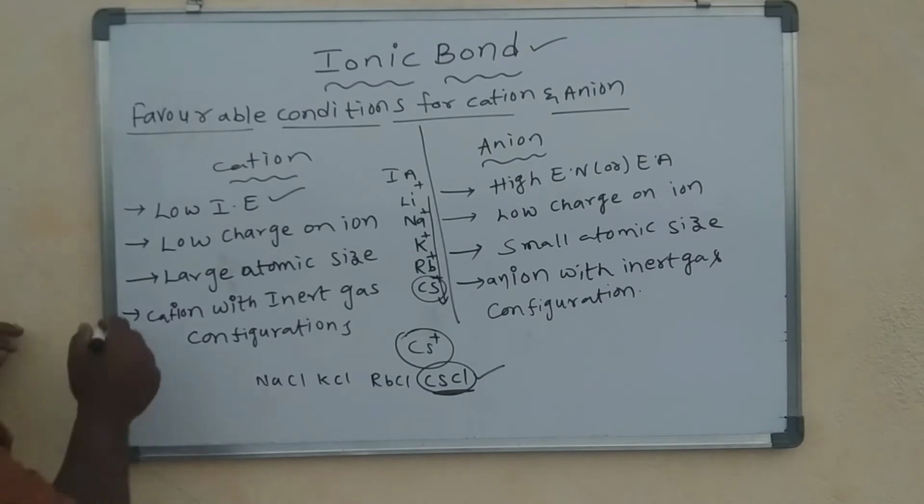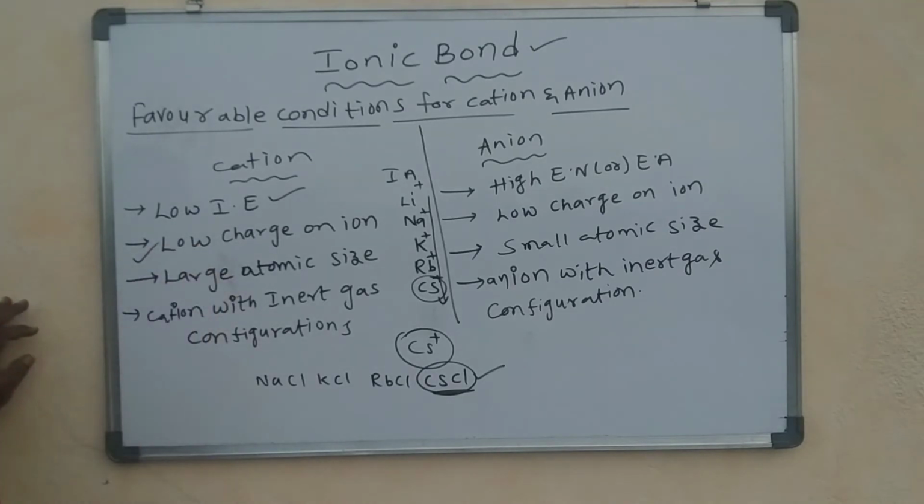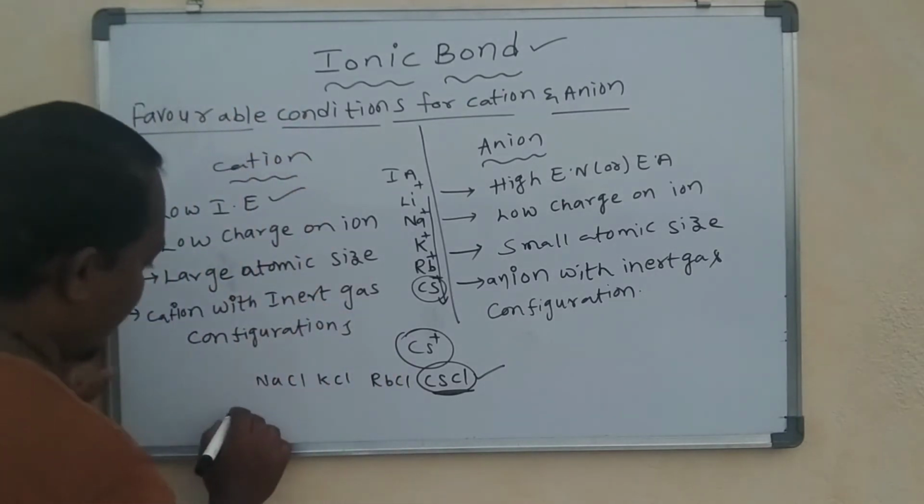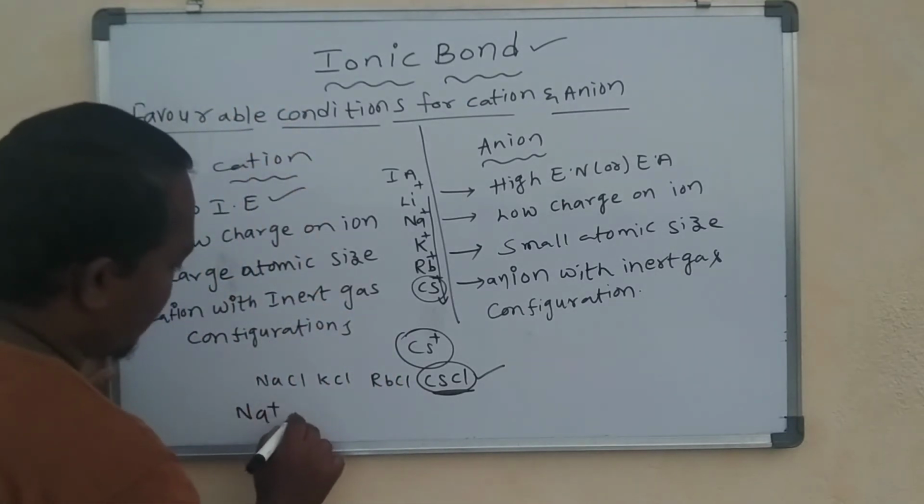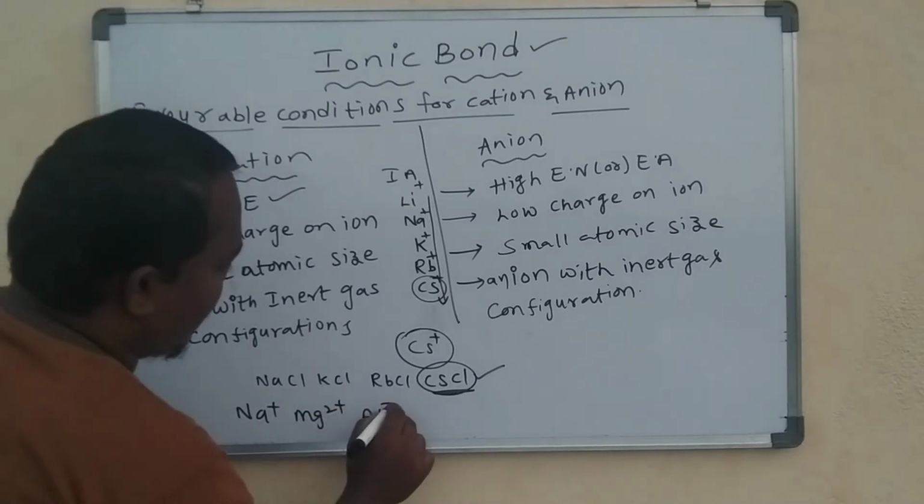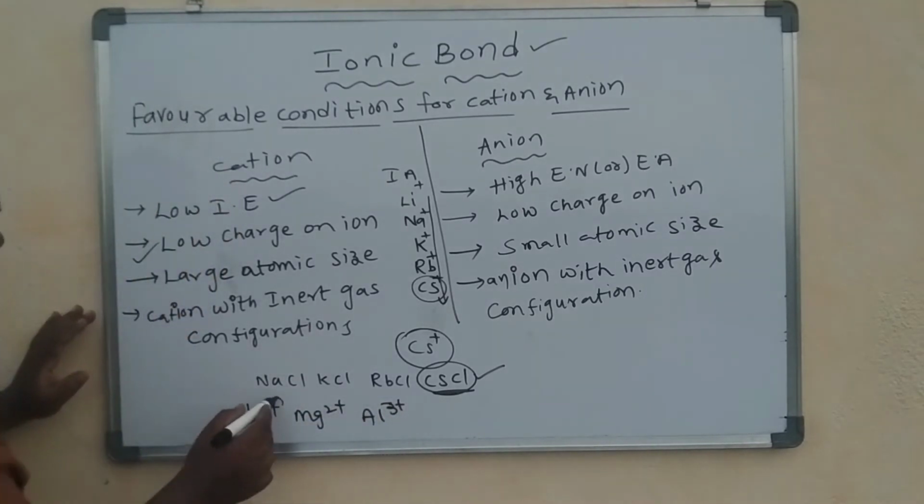And low charge on ion. When we compare the ion charges, let me take ions like Na plus, Mg2 plus and Al3 plus. When we take these three ions, this one is having the lowest charge.